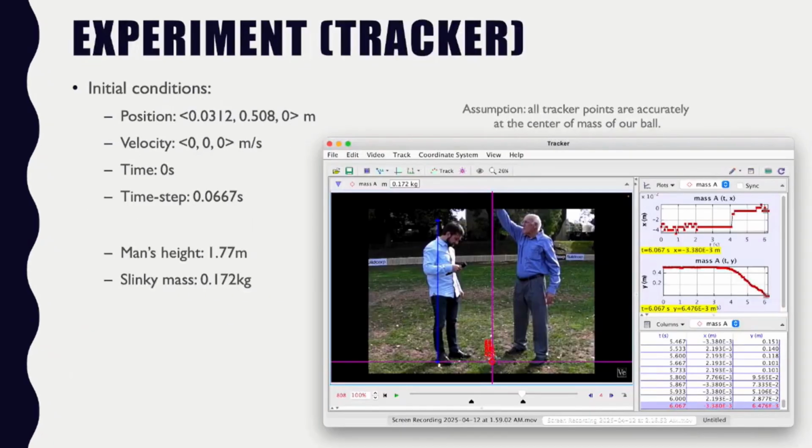We drop the slinky from rest and track the bottom coil frame by frame in Tracker. Initial position was 0.0312, 0.508, 0 meters with 0 initial velocity. We calibrated the video using a reference height of 1.77 meters and used a slinky mass of 0.172 kilograms. Time step between data points was 0.0667 seconds.